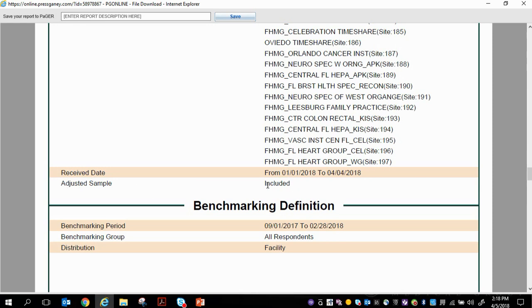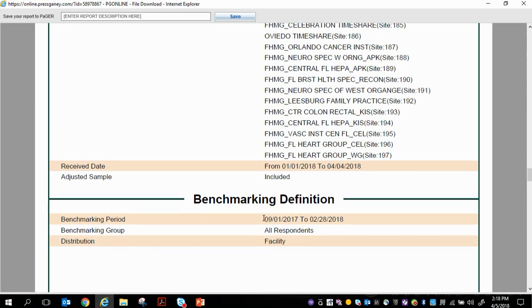An adjusted sample was included because the Florida Hospital Medical Group is part of both paper survey and e-survey, so an adjusted sample is included. The benchmarking period always shows the last 6 completed months in the survey. The benchmarking group should be all respondents. And then finally, the distribution. Since this was run for Florida Hospital Medical Group, it is at a facility level distribution. But when running a report for any individual practice, the distribution should read site at this point in the report.